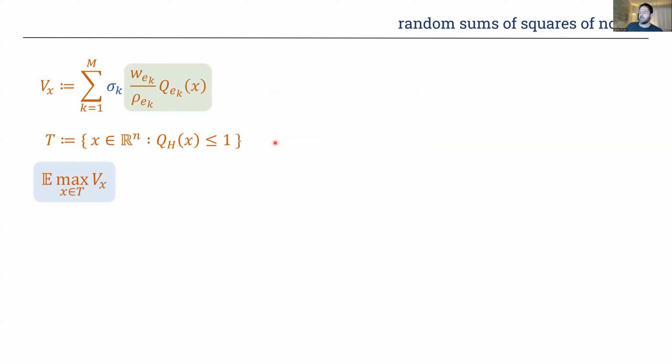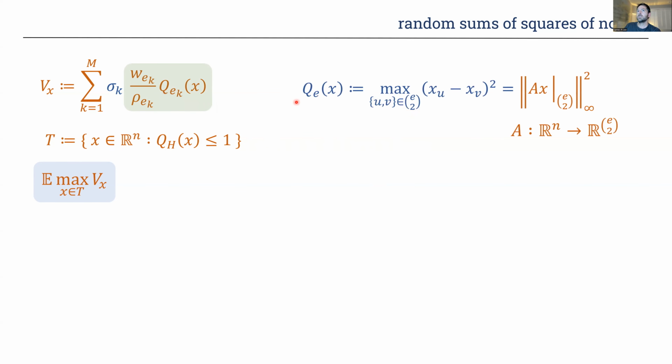So the first thing is to look at this quantity. Let's just recall what this is. This is a non-negative number times this thing. This Q_e of x is the contribution of this hyperedge to the hypergraph energy: the maximum over pairs u, v in the hyperedge e of (x_u minus x_v) squared.